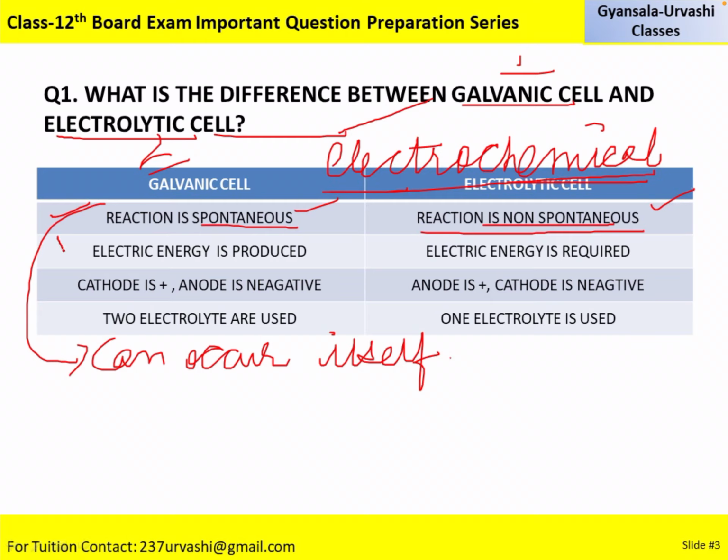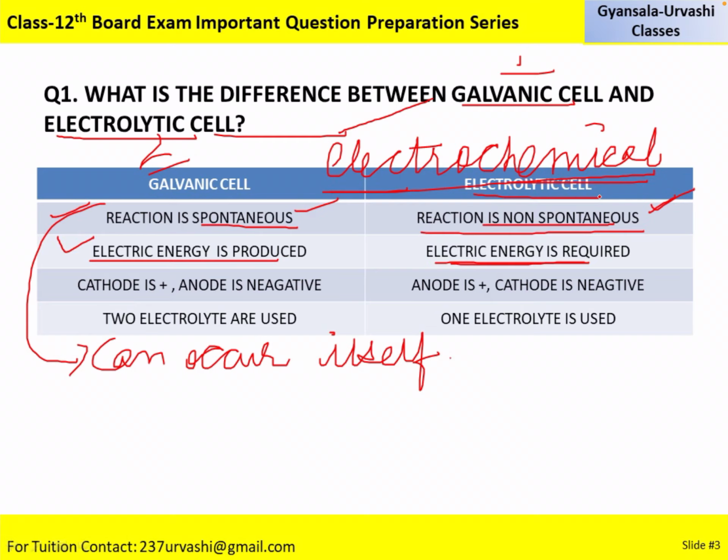Done. Second difference: in a galvanic cell we say electric energy is produced, meaning electricity will be produced in this case. Opposite to that, as we learned in the first point, an electrolytic cell requires some initiation, some help from outside to do a reaction, hence electric energy is given to do that reaction. So I will put all the electrodes and electrolyte in the electrolytic cell and provide it electricity. Then only the reaction will start occurring.